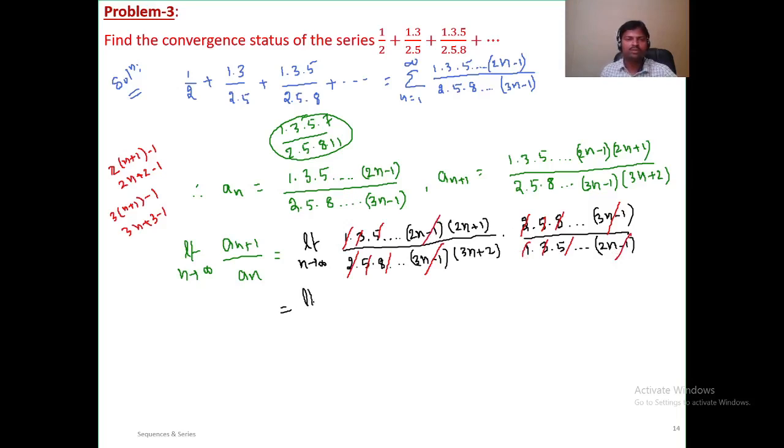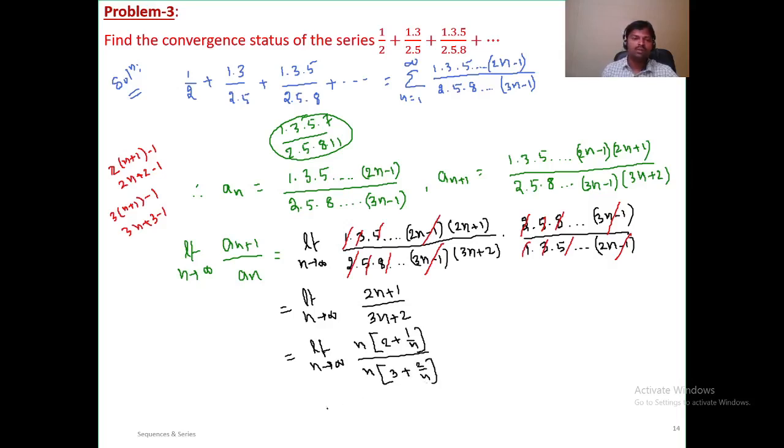So limit n tends to infinity. Now what will be the numerator? 2n plus 1 only, right? And what will be the denominator? 3n plus 2 only, that's it. So if you apply the limit, n tends to infinity, take n out: 2 plus 1 by n in the numerator, and in the denominator again take n out: 3 plus 2 by n.